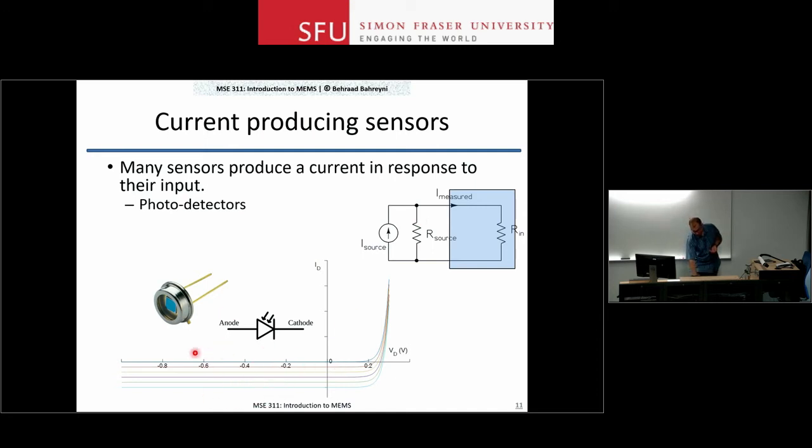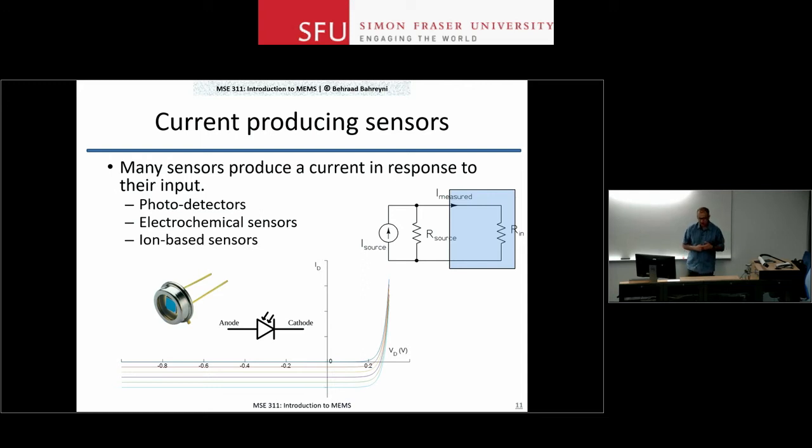You can see that there's no change in current with voltage, but the current is changing with light intensity. Some electrochemical sensors behave as current sources. We talk about some that act as batteries. There are some that act as current sources.